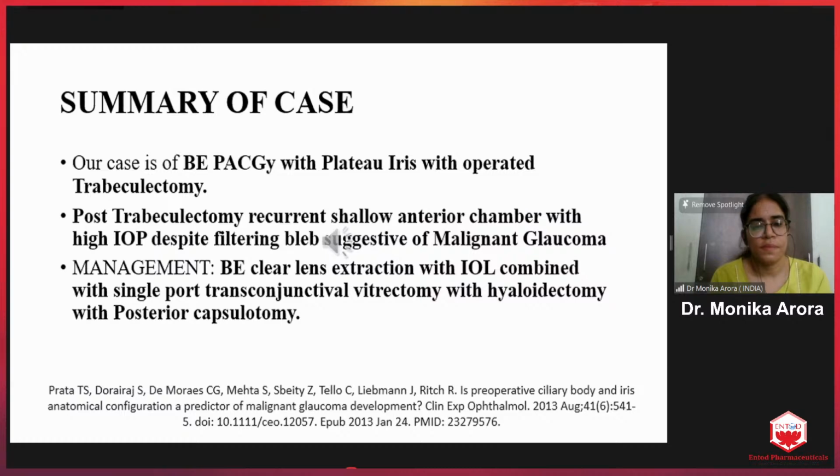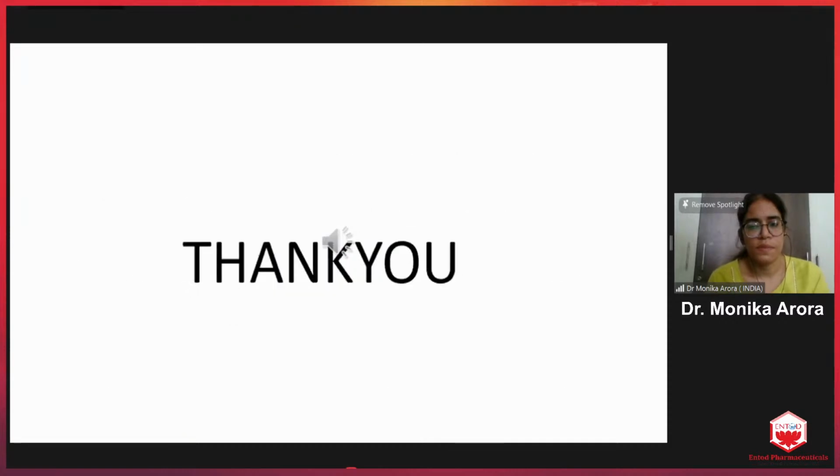So, the summary of the case is both eye primary angle closure glaucoma in a young patient with plateau iris with operated trabeculectomy. Post-trabeculectomy, recurrent shallow anterior chamber with high IOP despite filtering bleb, suggestive of malignant glaucoma. Management: both eye clear lens extraction with IOL combined with single port transconjunctival vitrectomy with hyaloidectomy with posterior capsulotomy.